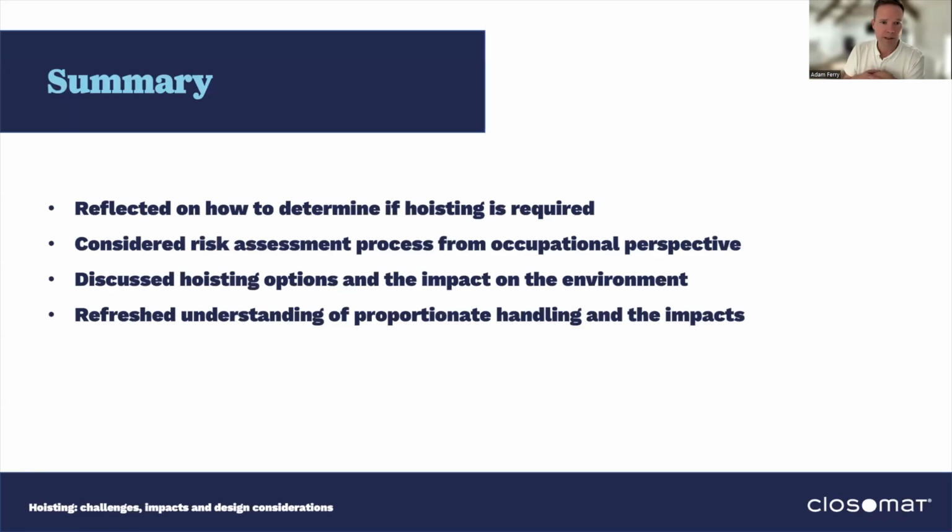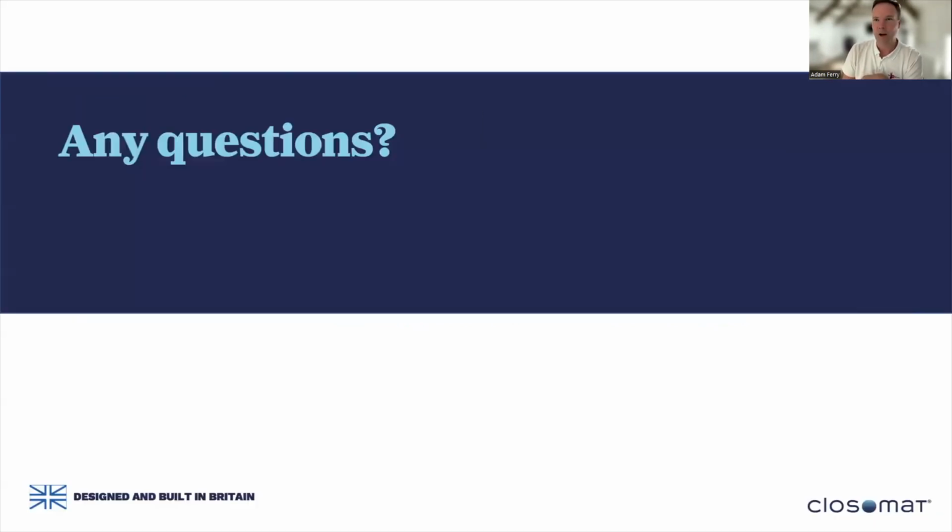So in summary, we've reflected on how to determine if hoisting is required and that kind of checklist that I use. There are others, but it's just that idea of we need to work out how we determine what's needed in the first instance. We've considered risk assessment process from an occupational perspective. We've discussed hoisting options and the impact of the environment and vice versa, the impact of the environment on hoisting options. And we've done a very brief refresh understanding of proportionate handling and the impacts, although there's much more detail on a separate webinar.